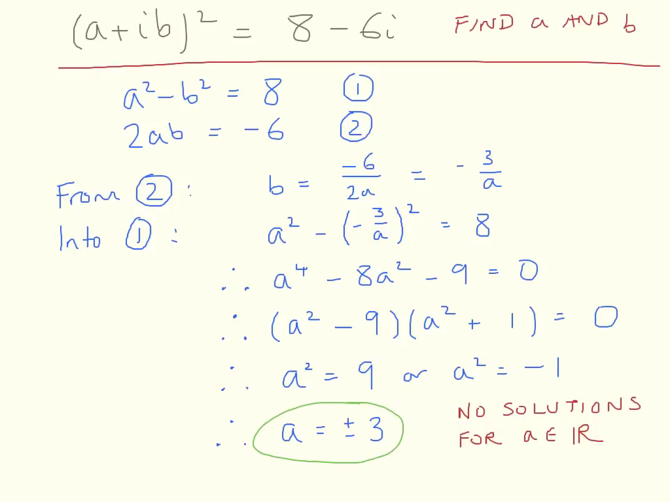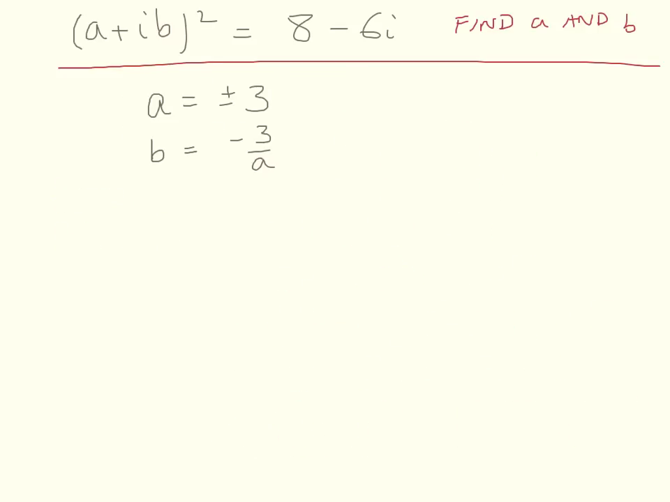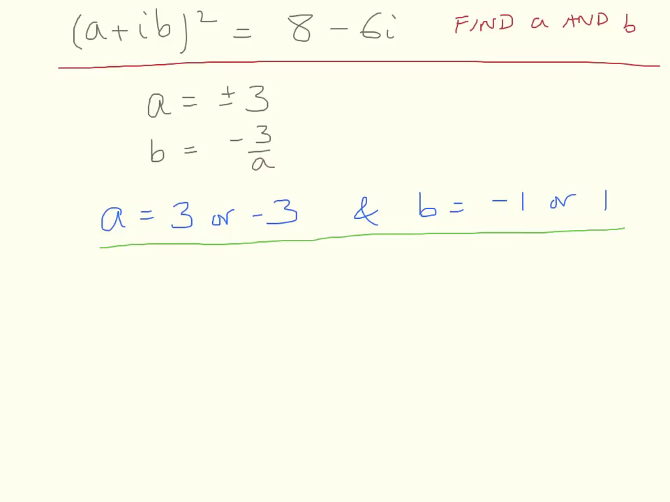And what we should be able to do now is use the fact that b is minus 3 over a to find the values for b. But there's a potential problem. We need to think carefully. We know that a can be 3 or minus 3, and substituting back in, if a is 3, b will be minus 1, and if a is minus 3, b will be plus 1. So a lot of students would write the answer like this. But that's wrong. It's ambiguous.